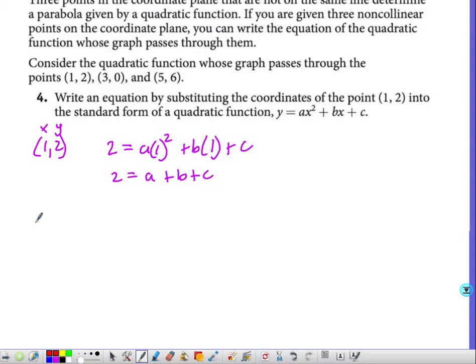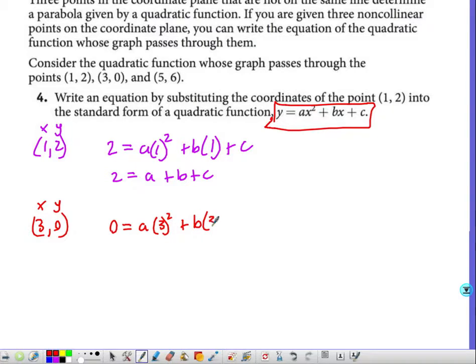And since we have 3 points, we want to do that for each one. So here we have (3, 0). 3 is x and y is 0. Again, we want to substitute those x and y values into the standard form of the quadratic function. So we have 0 is equal to a times 3 squared plus b times 3 plus c. What I can do is simplify this. 3 squared is 9, so I have 9a plus 3b plus c.